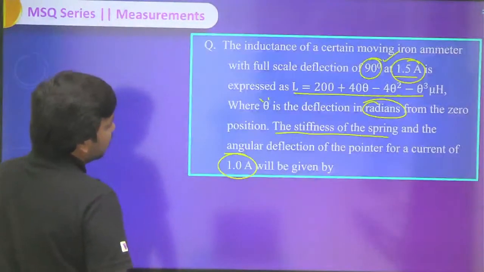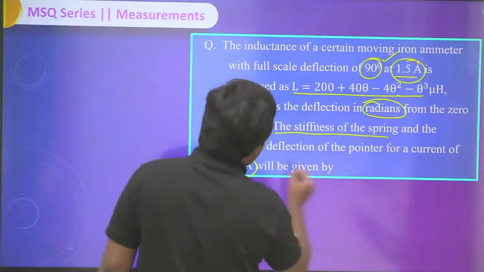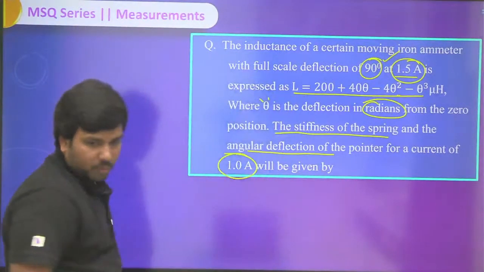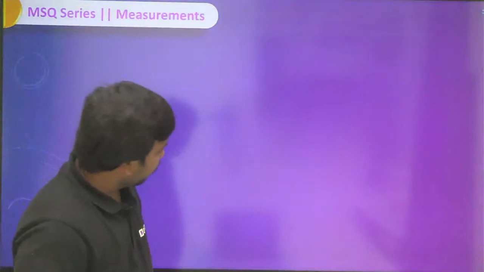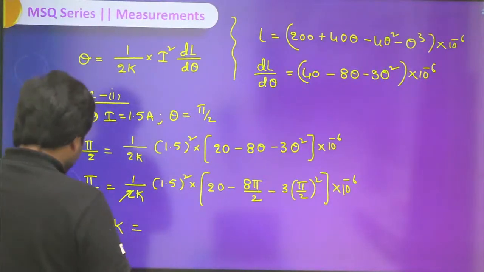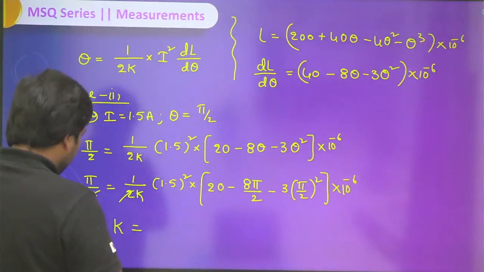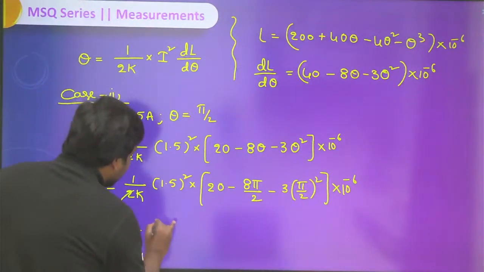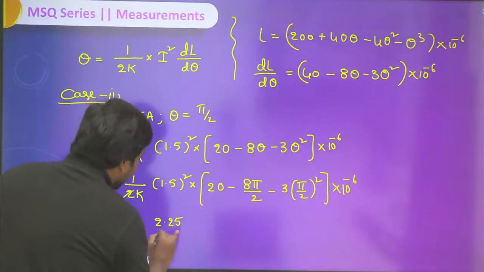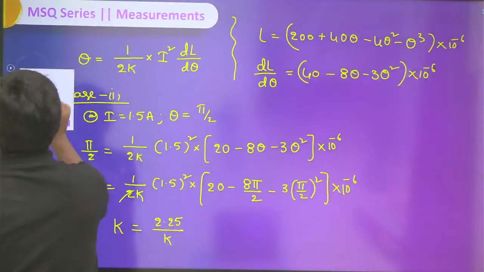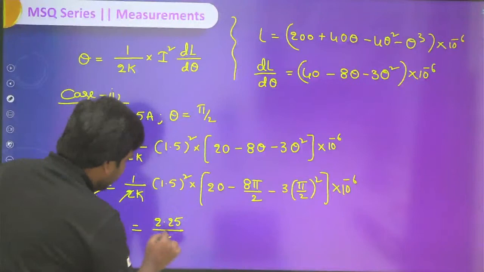Now what else did they ask? The second question is, what would be the angular deflection of the pointer for a current of 1 ampere? Clear? So both of you, Raghu and others, please let me know. Otherwise, let me do it here itself. So 1.5 whole square, 2.25 divided by k of... no answer from your side.